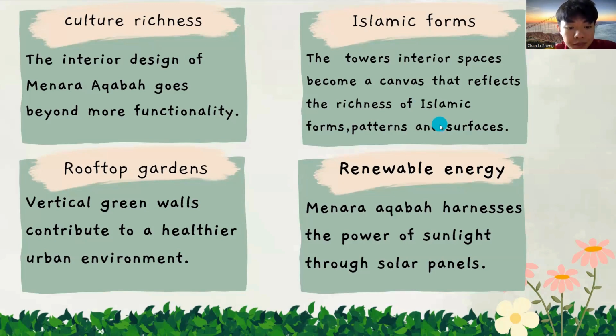Next, rooftop garden. Vertical green will contribute to a healthy urban environment. Beyond aesthetics, this green space actively promotes biodiversity and creates habitat for local fauna. Lastly, renewable energy. Menara Akoba harnesses the power of sunlight through solar panels. These panels are strategically placed to maximize energy generation.